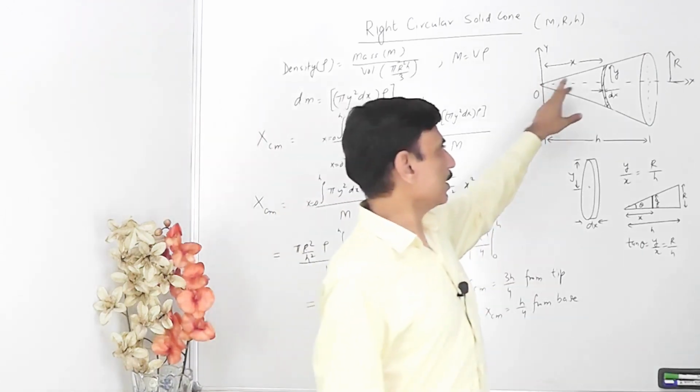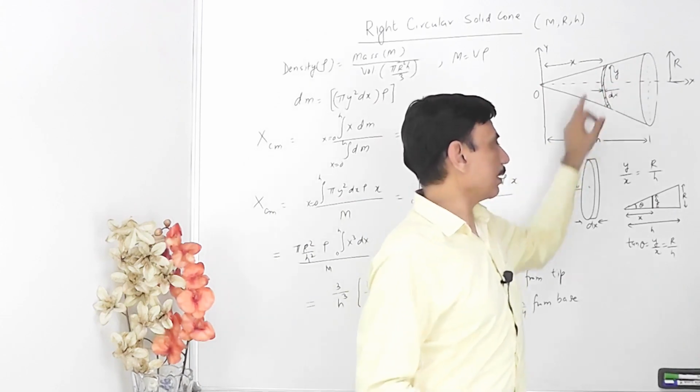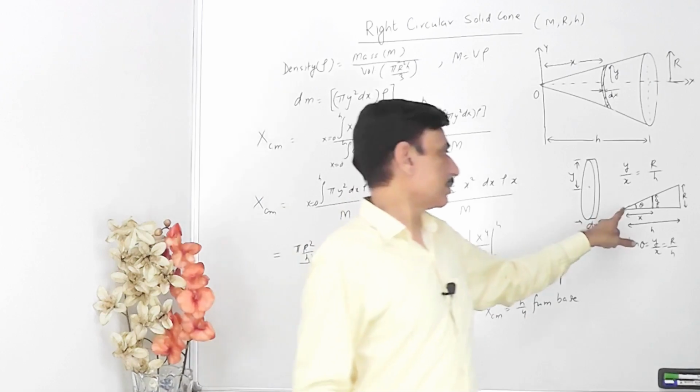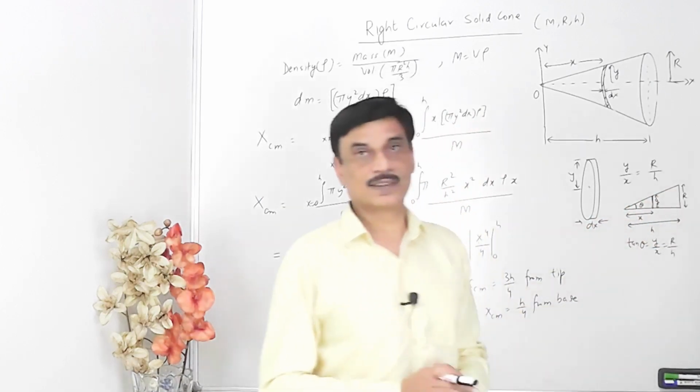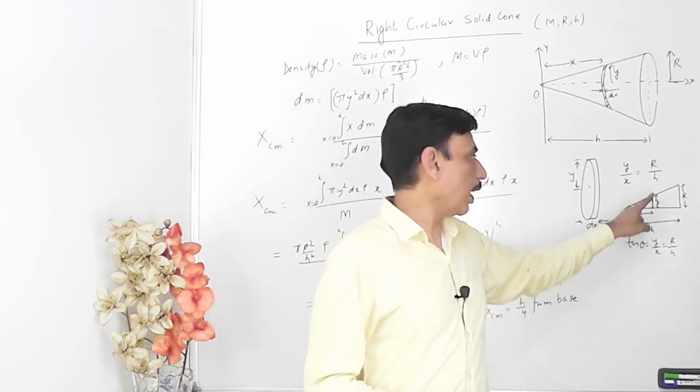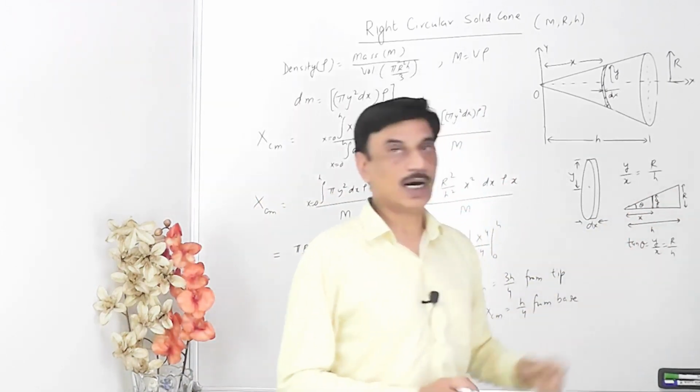Over here we also see that y by x is equal to r by h, that is tan theta is the same. This smaller triangle and the bigger triangle are similar triangles. So that's why tan theta is equal to y by x, which is also equal to r by h.